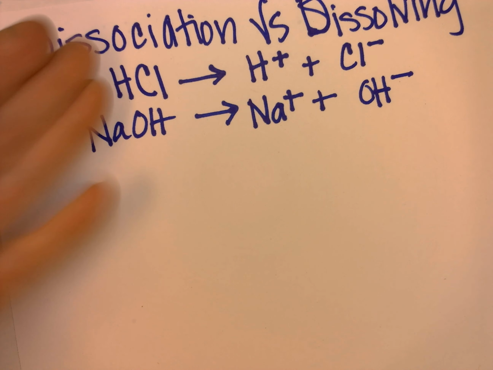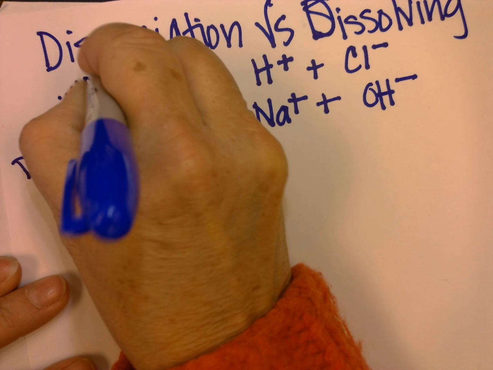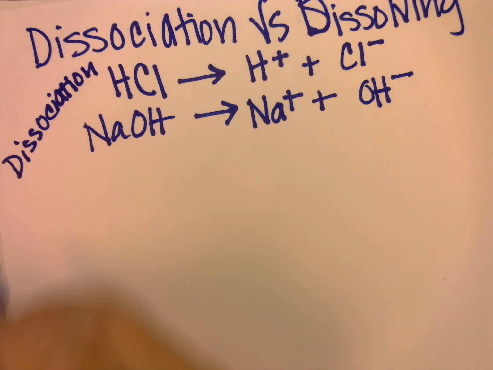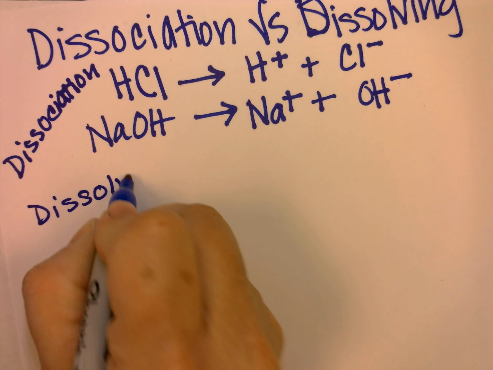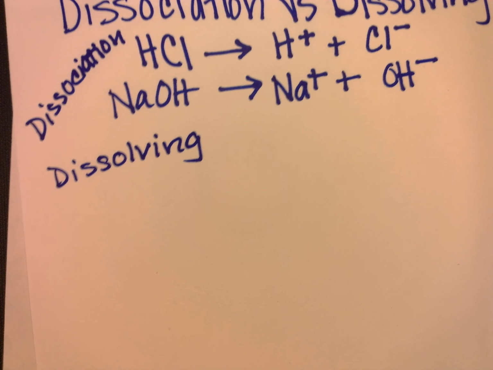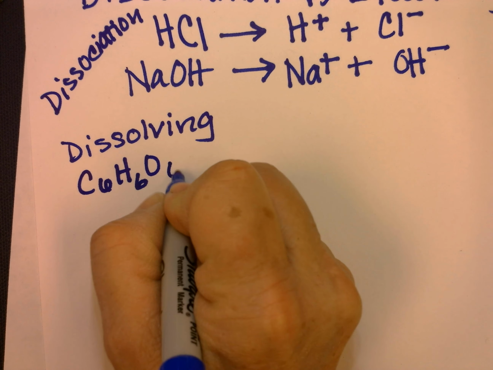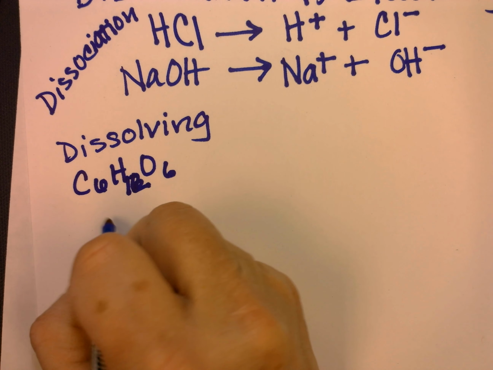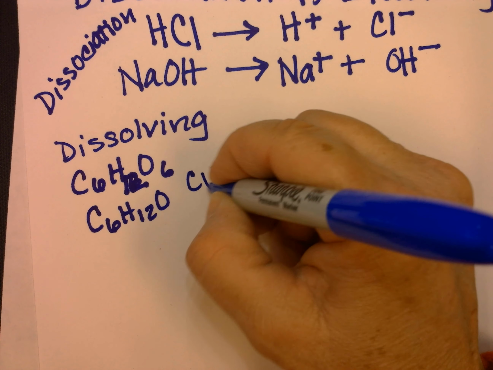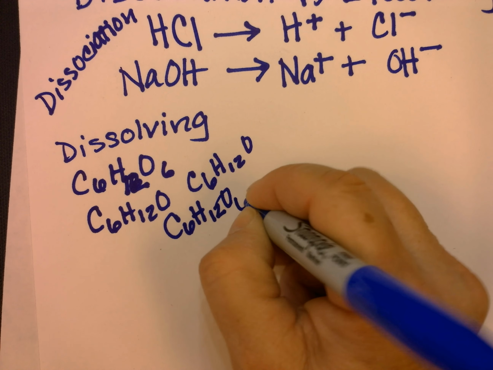So this is dissociation. What's the difference between this and dissolving? Let's look at dissolving. Let's talk about sugar dissolving in water, not dissociating. When sugar dissolves, let's say C6H12O6, this is glucose, right? Next to it is another C6H12O6, and over here is another one, and another one. And I'm going to put this into water.